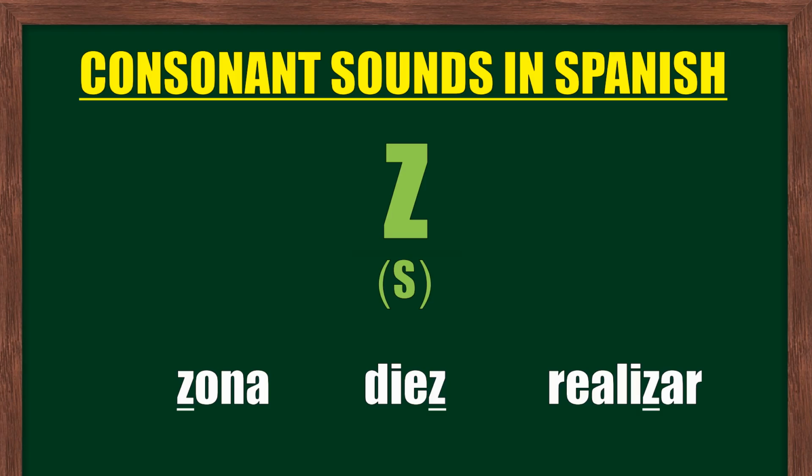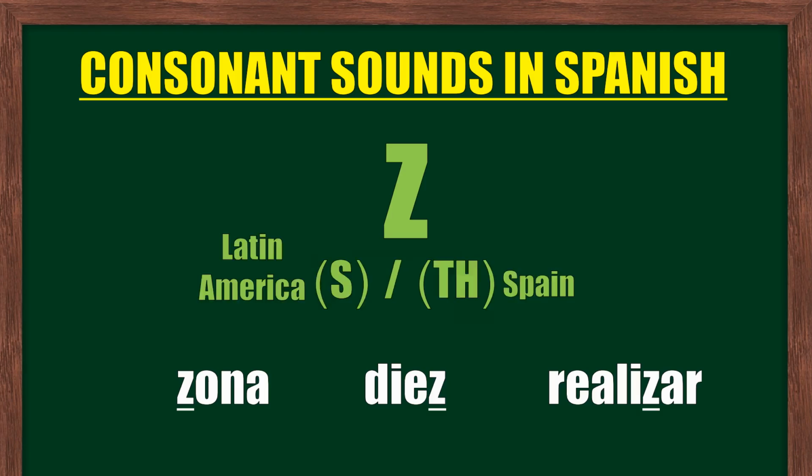Now, there is a caveat to that as well. In Spain, the Z is pronounced like a TH in English. And so it would be "zona," "diez," and "realizar." That's how they pronounce it in Spain. But in Latin America, it's just pronounced like an S. "Zona," "diez," "realizar."